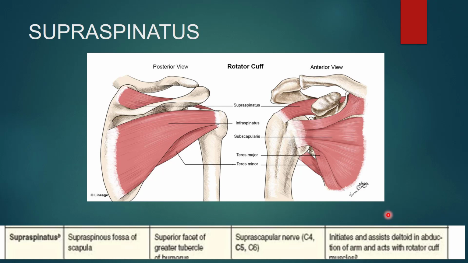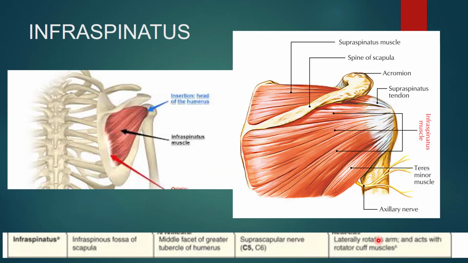It initiates and assists the deltoid in the abduction of the arm and acts with the rotator cuff muscles. This supraspinatus will abduct up to the first 15 degrees of the abduction of the arm. Okay, so it originates from the supraspinous fossa, is inserted over the superior facet of the greater tubercle of the humerus, is supplied by the suprascapular nerve, and does the first 15 degrees of the abduction of the arm.